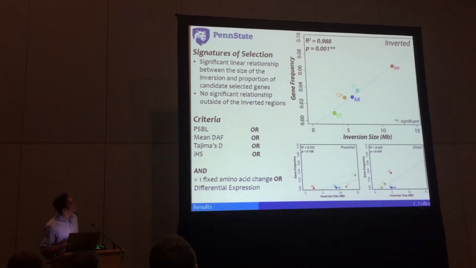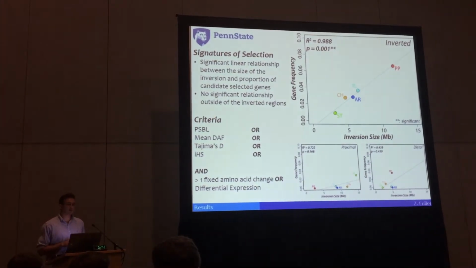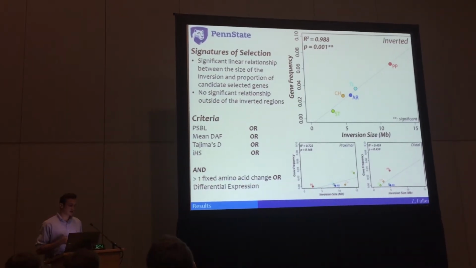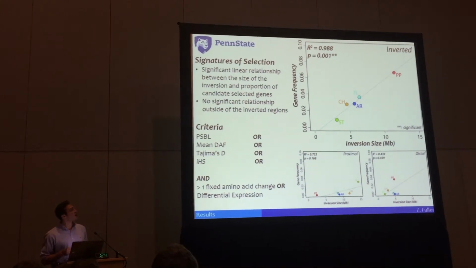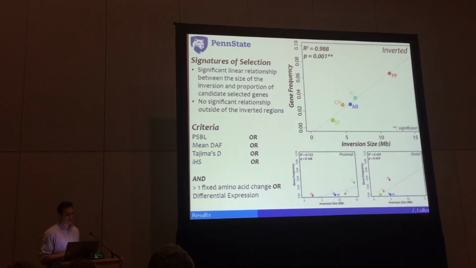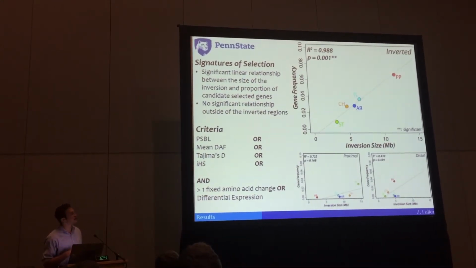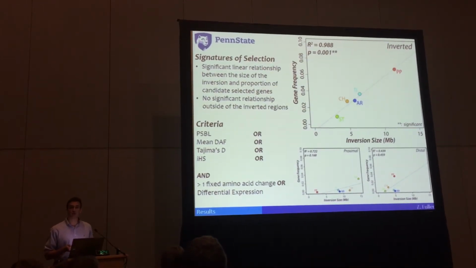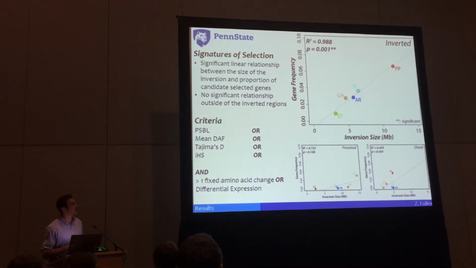In addition to the PSBL, or population-specific branch length analysis, we also looked at signals of adaptive evolution, looking at high mean derived allele frequencies, significant Tajima's D results, that's that skewed site frequency spectrum, or unusually long haplotypes using a statistic called iHS. So within each arrangement, we came up with genes that are showing evidence of adaptive evolution if they tested significant for one of those tests, and also contained at least one arrangement-specific fixed amino acid difference, or showed evidence of differential gene expression.